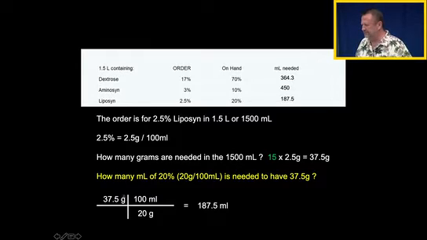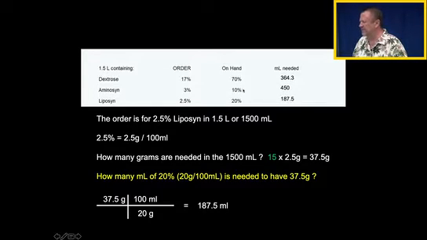All right, so how many milliliters of 20% is needed? Well, 20% is the same thing as 20 grams per 100 milliliters. And how many milliliters do we need to have 37.5 grams? We're going to take our 20 grams over 100 mils, flip that upside down, just like pickles and hamburgers. And if we take 37.5 grams times 100 mils divided by 20 grams, our grams cancel out, and we're left with 187.5 milliliters.